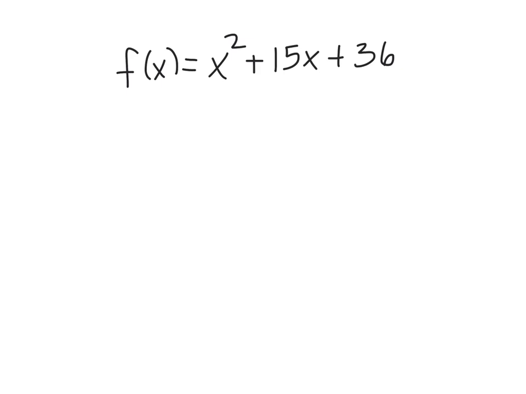So here's what I do. I start by making a table with 3 columns, one for every part of this equation: one for the x squared, one for the plus 15x, and one for the 36. Then, underneath each column, I list the factors in that order.